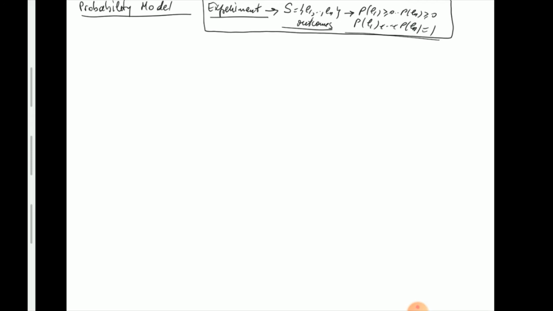Now, often we ask other questions based on this experiment rather than the probability of each outcome. Because if we are only interested in the probability of each outcome, things are not that interesting, right?